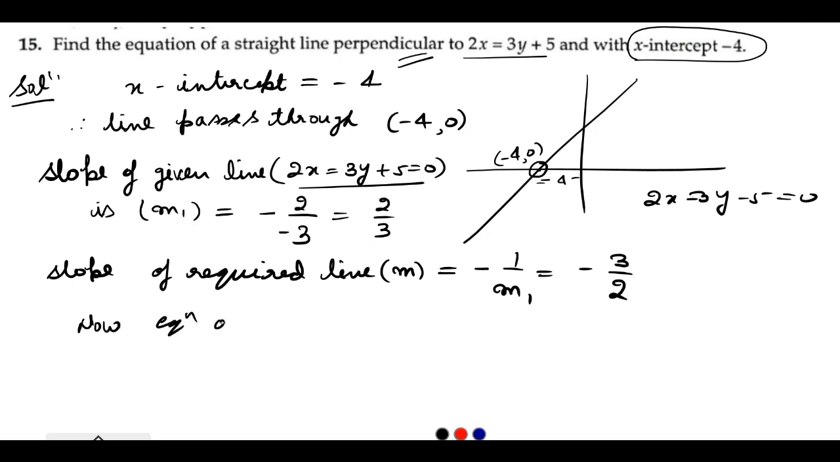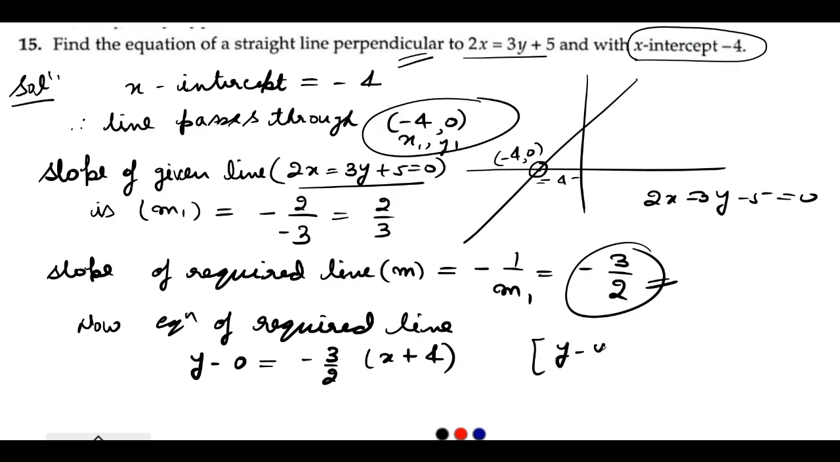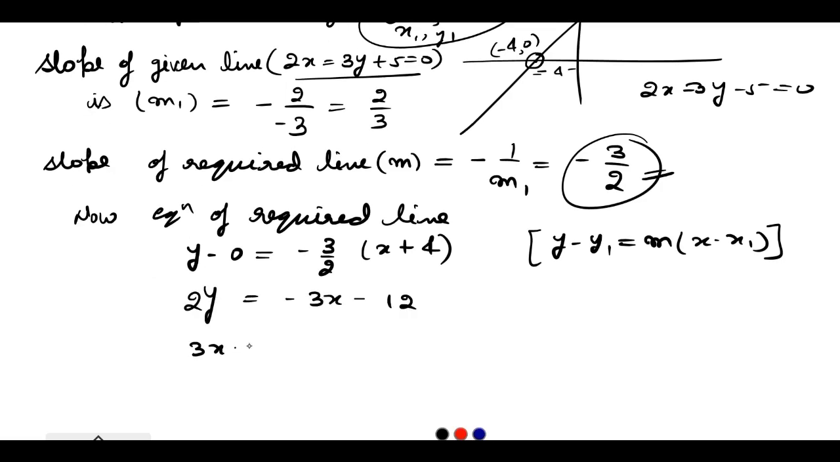Now equation of required line, slope known है, 1 point known है. y − y1, that is point x1, y1, value of y1 is 0, is equal to m(x − x1), x1 is minus 4. We are using this formula. 3x + 2y + 12 = 0. This is the equation of required line.